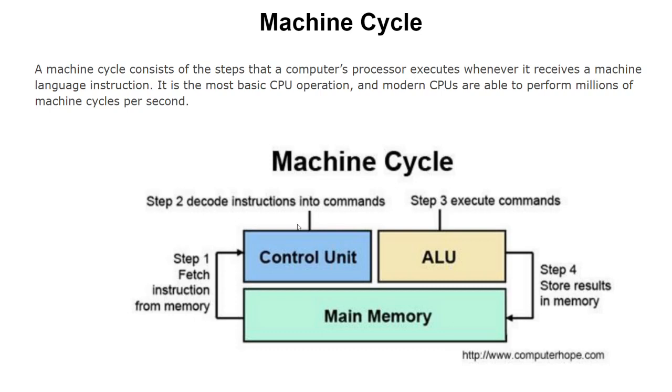The CU decodes the instruction. The ALU executes the command given by the CU if there is arithmetic involved. So it executes the command, and after that it stores the result in the main memory, or RAM. This is kind of an important cycle, I would say. So basically it's main memory, CU, and then ALU, and then back to main memory again.